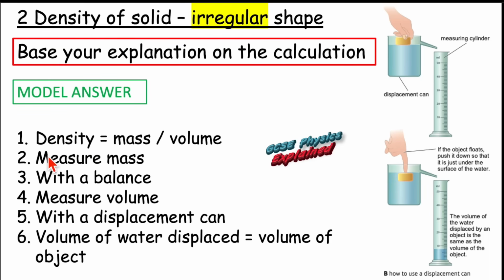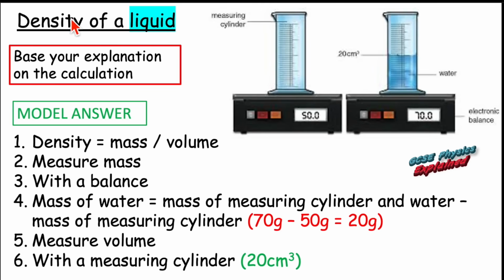This tells us we need to measure the mass. We can still get that with a balance. We'll need to measure the volume, but this time we'll have to use a displacement can. And basically, as you drop the object into the water, the amount of water that gets displaced equals the volume of the object. 6 marks. Thank you. Density of a liquid.